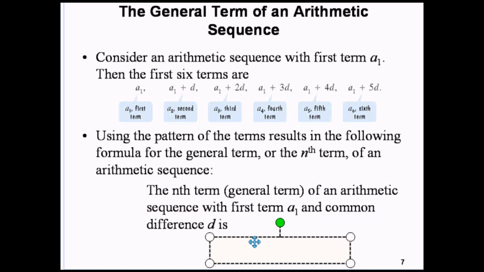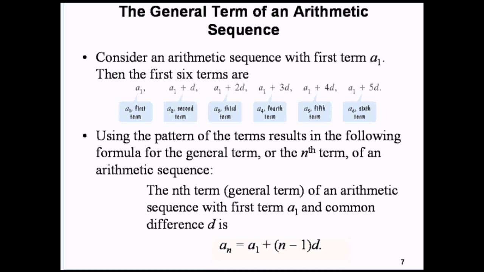Okay. This is the formula you need. And so if I want to find the 20th term, n would be 20. So the 20th term means n equals 20. I would plug a 20 in right here. This is my first term. And this is my common difference.